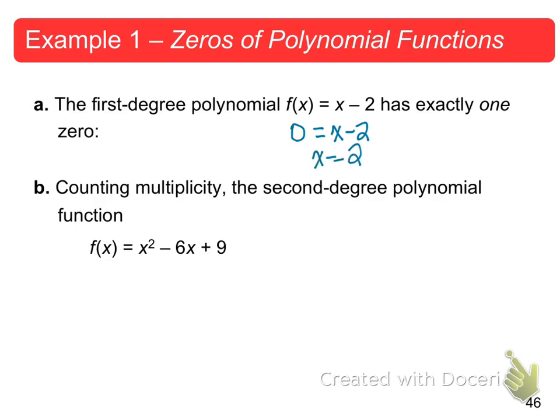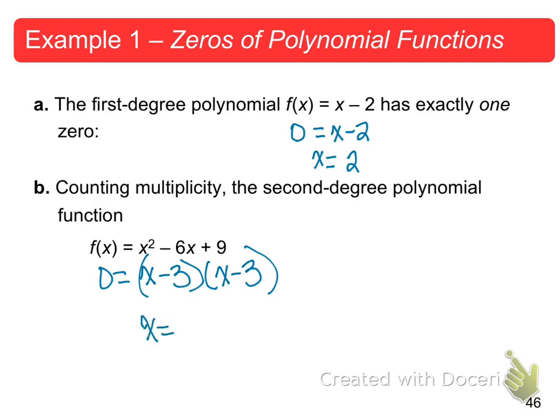Now, for this one, x squared minus 6x plus 9, I'm going to have 2 solutions. Okay, this can be factored. This can be factored to x minus 3 times x minus 3. So my solution to this is x equals 3, but how many times does that occur? Twice. So my zero is x equals 3 with a multiplicity of what? 2.